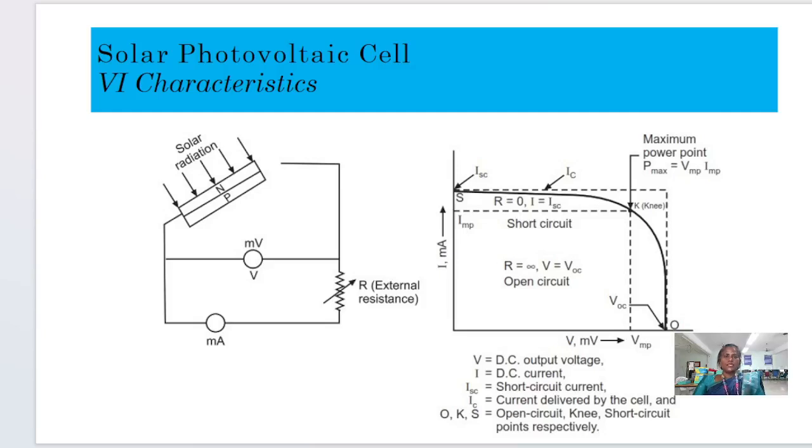The VI characteristic shows the relationship between the output voltage and current of a solar cell. At zero voltage, the cell delivers maximum current known as the short circuit current. As the voltage increases, the current remains nearly constant for some time and then decreases rapidly near the open circuit voltage. The shape of the curve helps identify the maximum power point where the product of voltage and current is maximum. Maximum power point tracking or MPPT techniques are used to operate the solar panel at this optimal point.